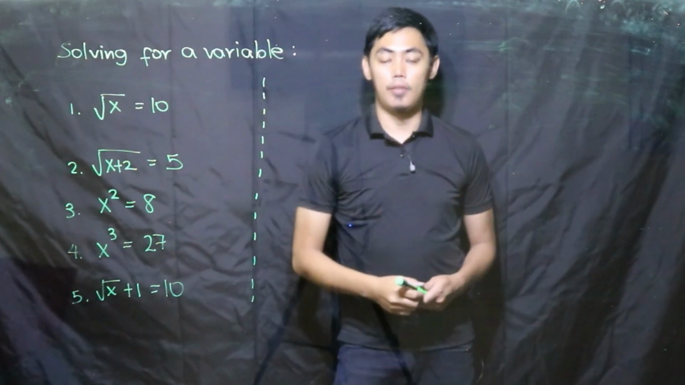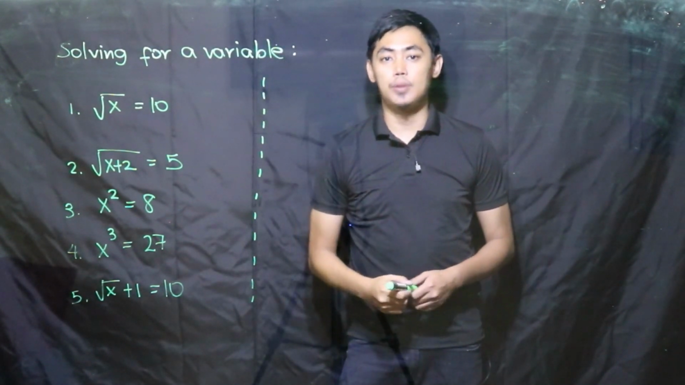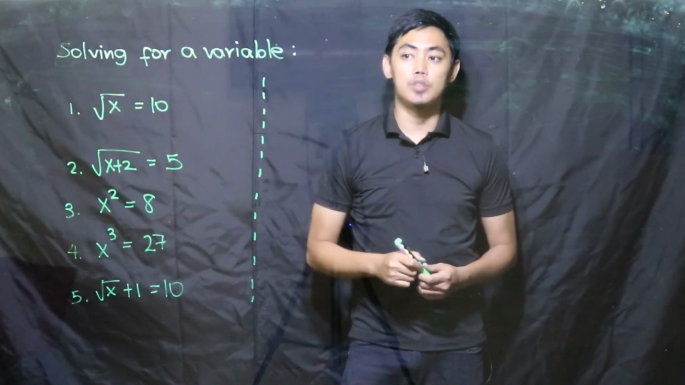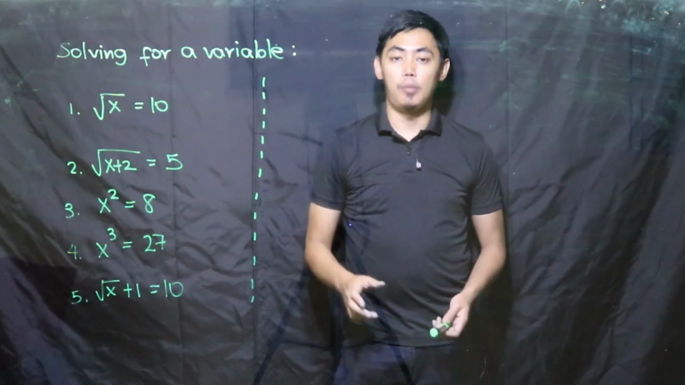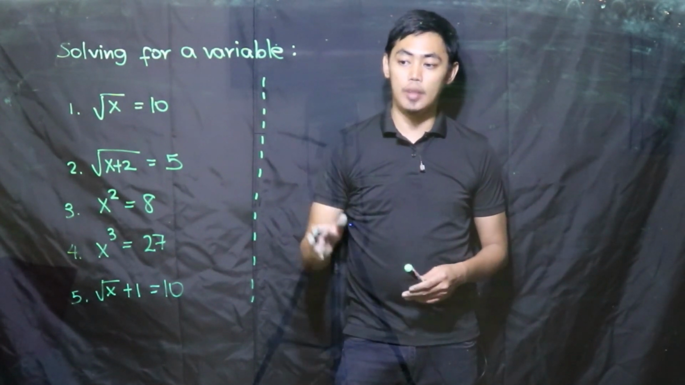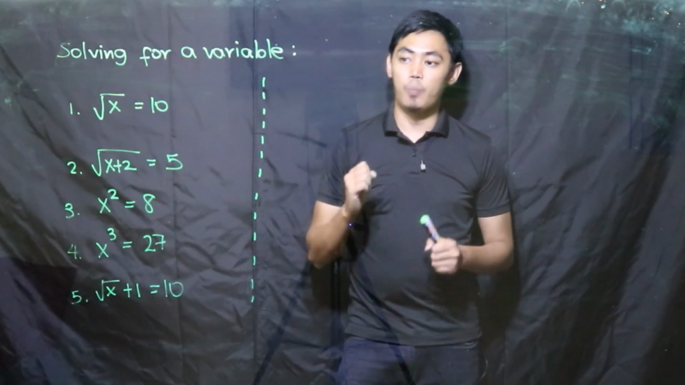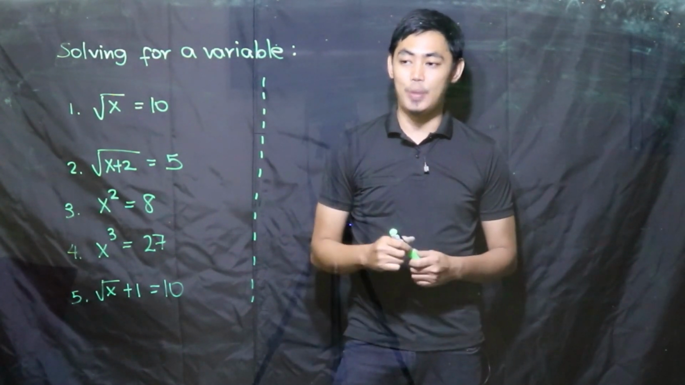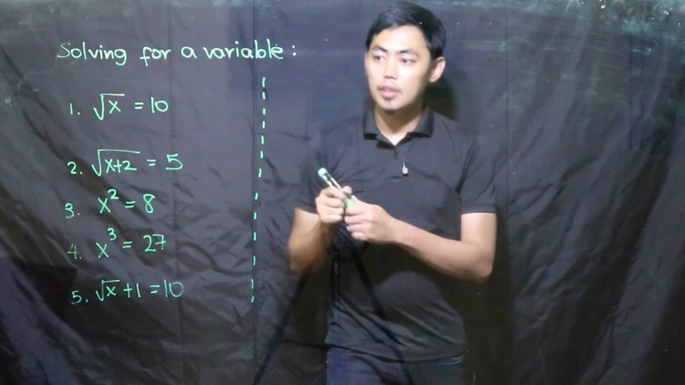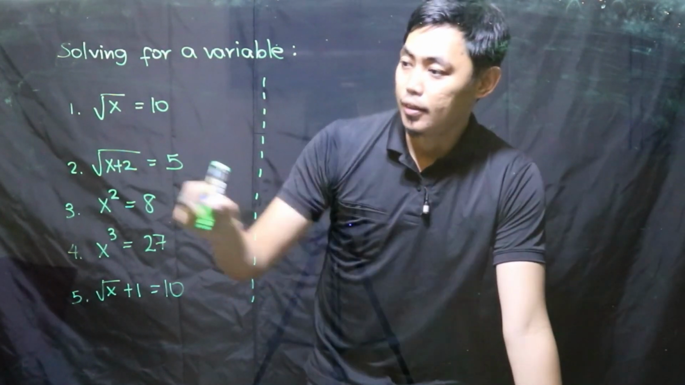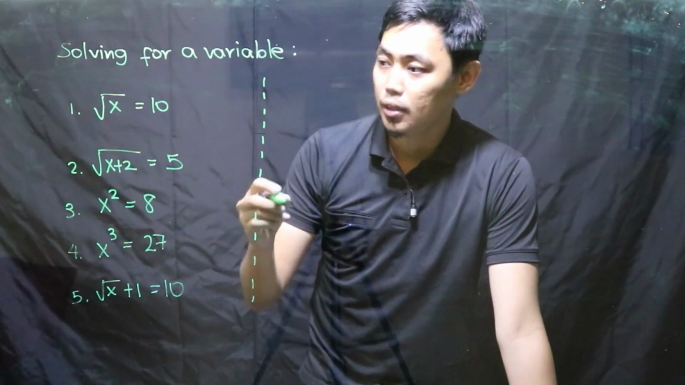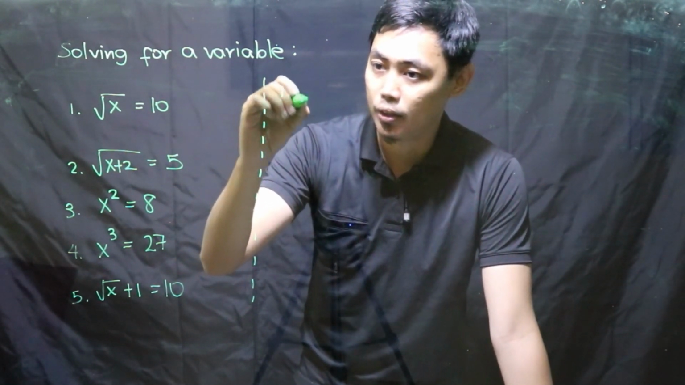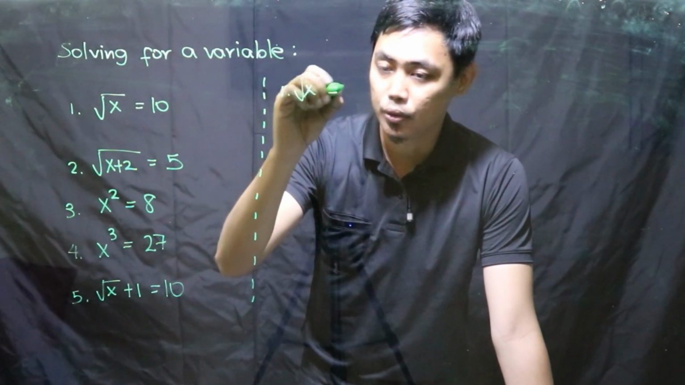Hello guys, welcome to another video this week, and today we will learn about solving for variables. We will find the value of each variable there, but this time it has a radical expression, so it has a radical sign. So let's have number 1 first. Number 1 has square root of x is equal to 10.